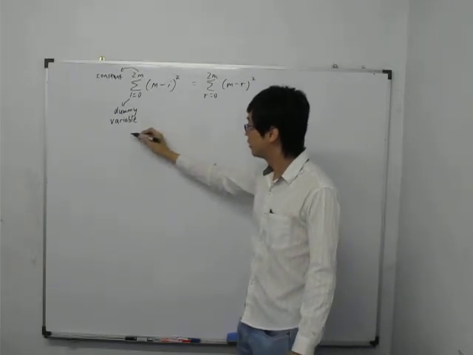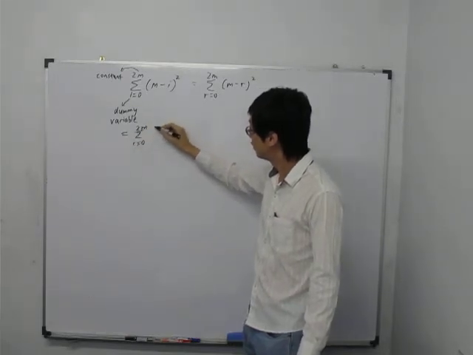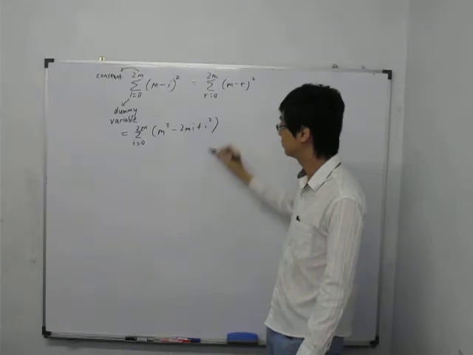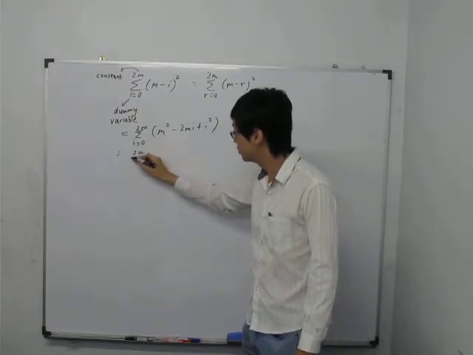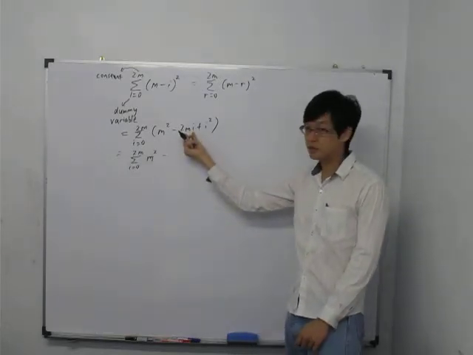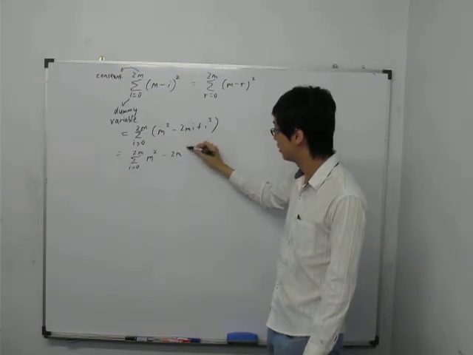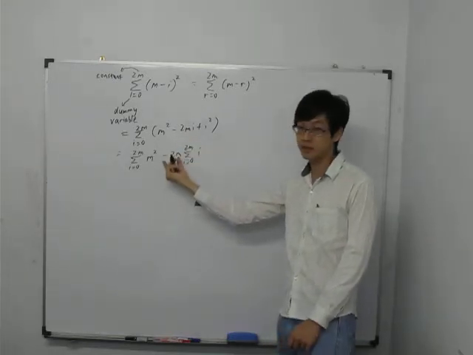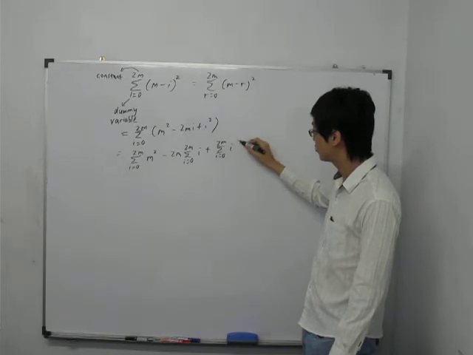Now, to do this question, the first step is you need to expand. So you expand out, you will get m squared minus 2mi plus i squared. The next step is, of course, you break it up. You get the summation from i equals 0 to 2m of m squared. Now 2m is a constant, remember? So the 2m I can actually take out and put outside the summation. So I'll get minus 2m summation i equals 0 to 2m of i. The last one is plus summation i equals 0 to 2m of i squared.